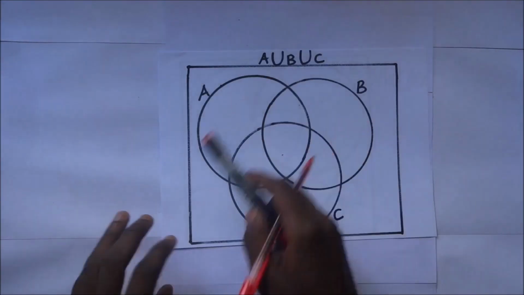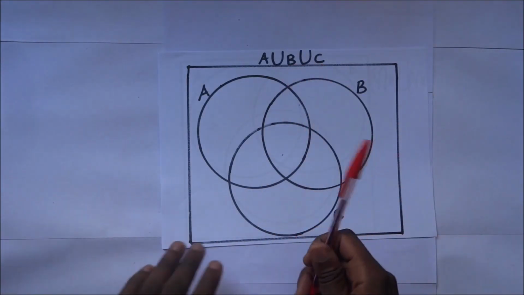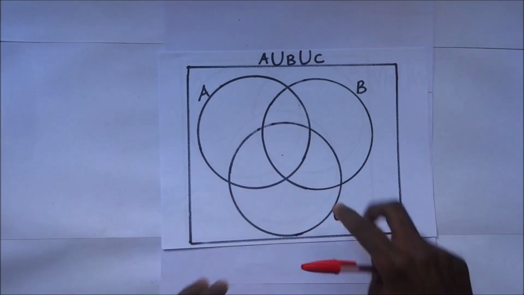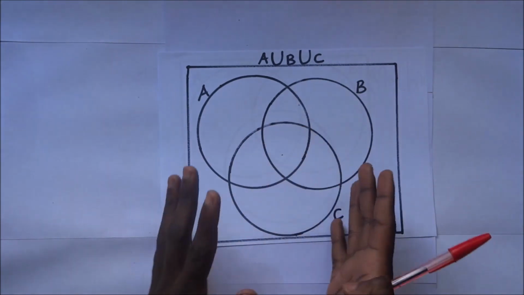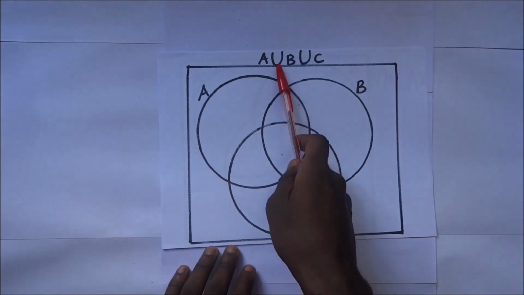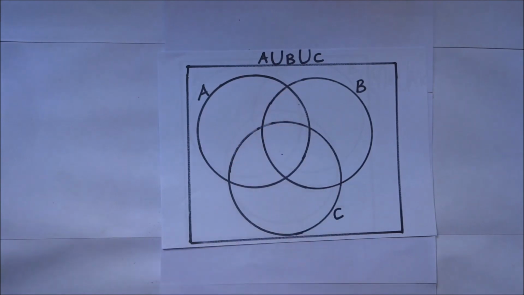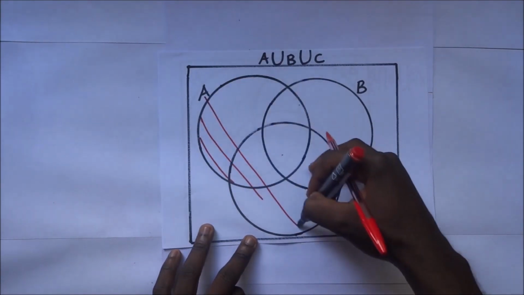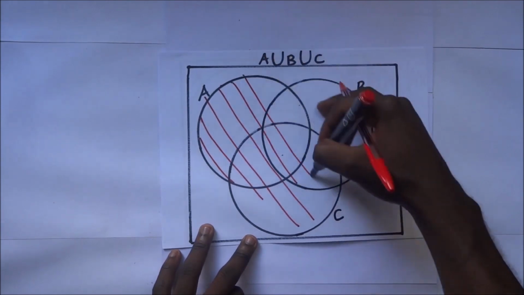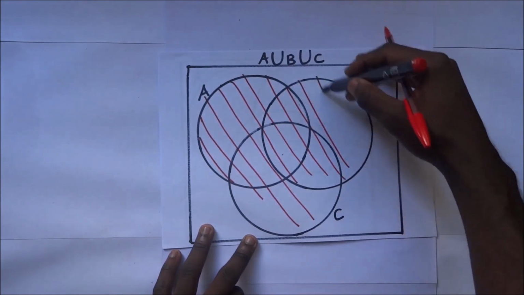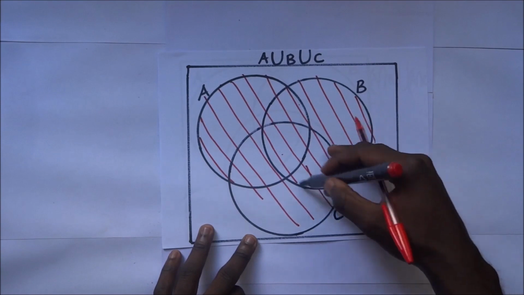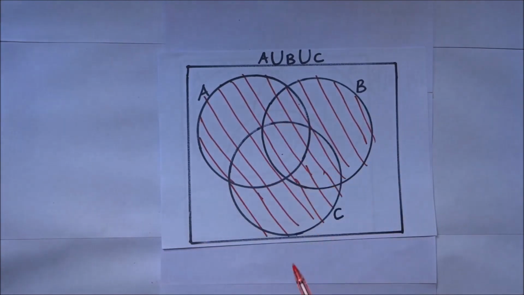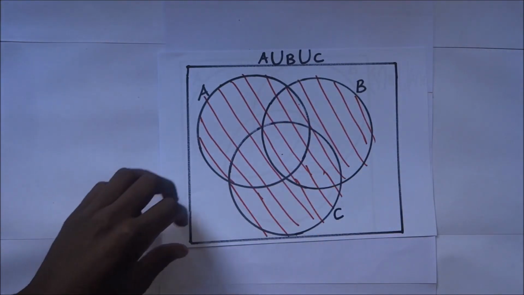So A union B union C means that set A, set B, and set C are united. So in their union, it means A union B union C is everything. You shade set A and set B and set C. That is A union B union C.